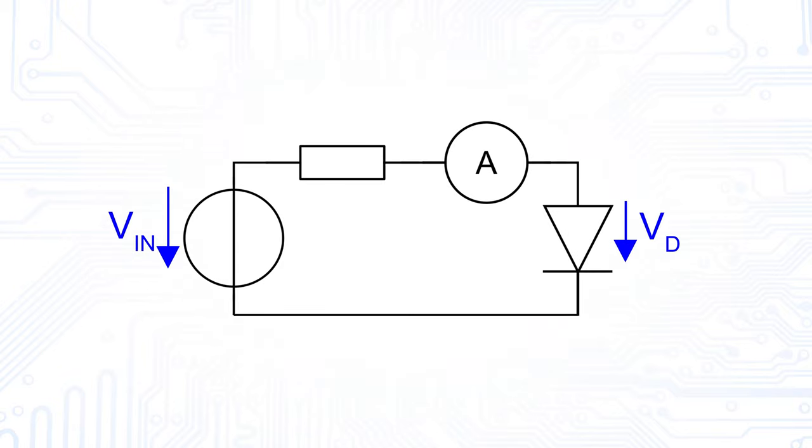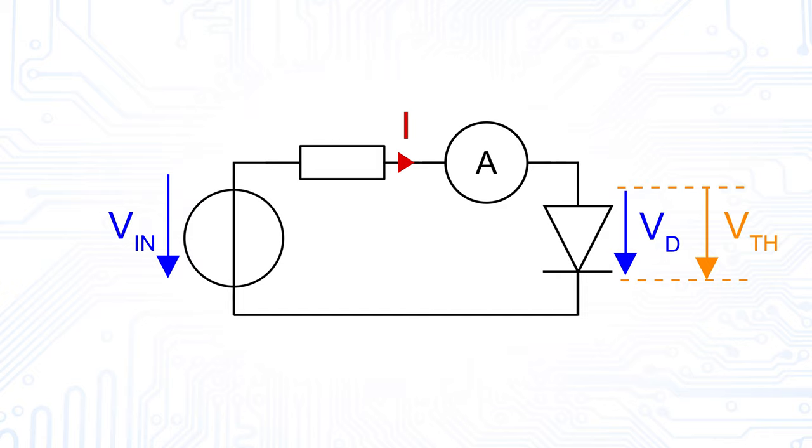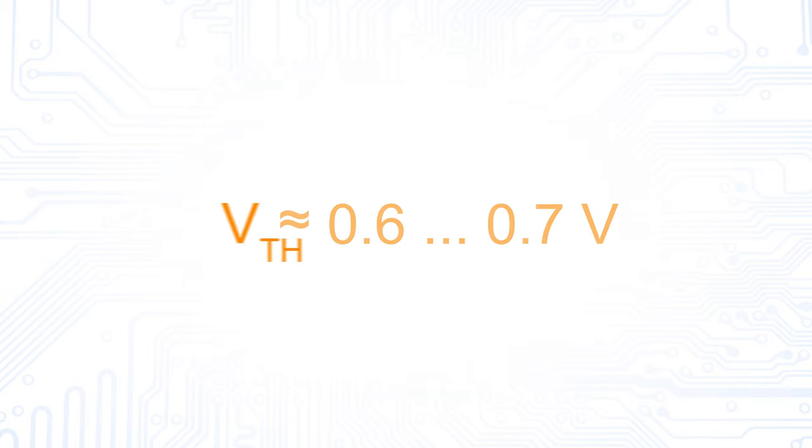But let's get back to what we are really interested in, the function of a diode. If a positive voltage is applied to a diode from the anode to the cathode and the current through the diode is measured, it appears that very little current flows at voltages below the threshold voltage. But after a voltage greater than this threshold voltage is applied, the current through the diode begins to increase exponentially, with the voltage drop of the diode remaining in the range of the threshold voltage. This threshold voltage of a silicon diode is about 0.6 to 0.7 volts. The exact value can be found in its datasheet.